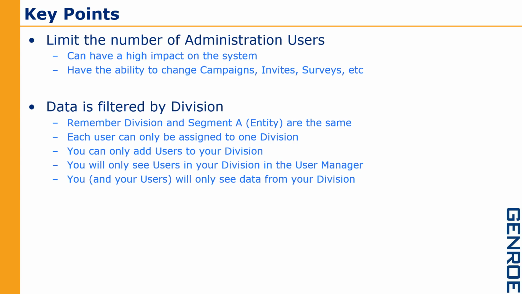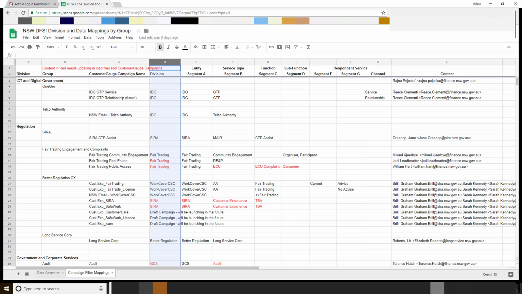Second, it's important to understand that the data in the system that you and your users will see is filtered by the division. Remembering from an earlier video that division and segment or entity are the same. If we look at the data sheet that shows DFSI divisions and data mappings, you can see that the division is different for each of these different groups. What this means is people who are in division, say IDG, cannot see data for people in CIRA or Fair Trading, and vice versa. This is to preserve the data integrity between the two different groups.